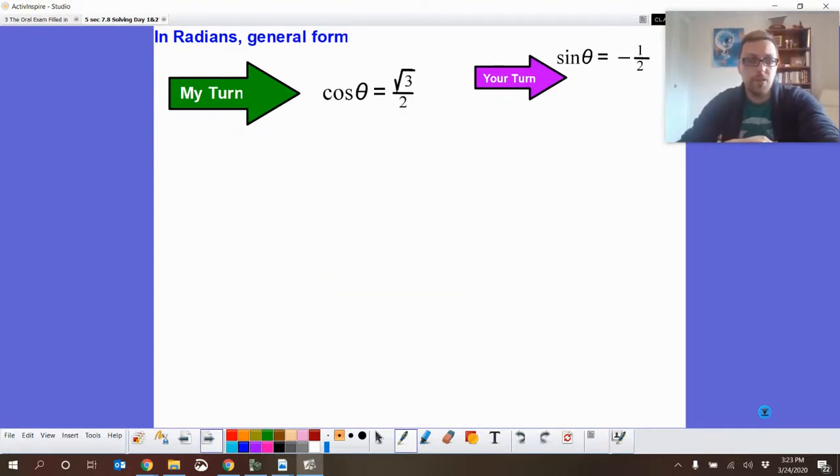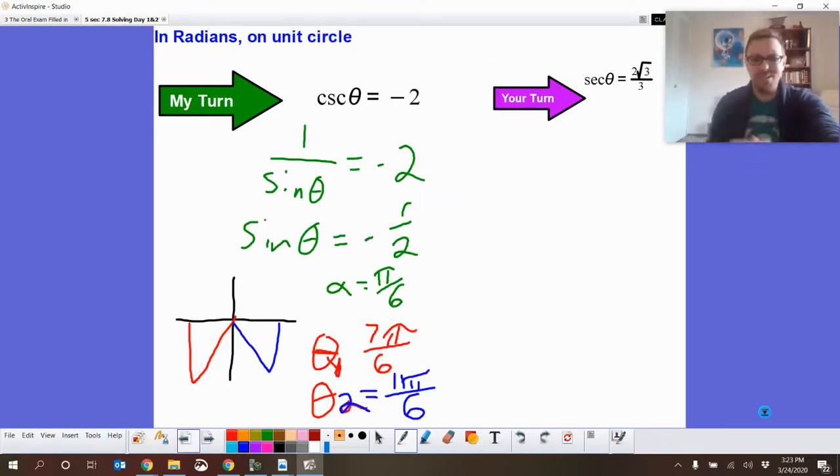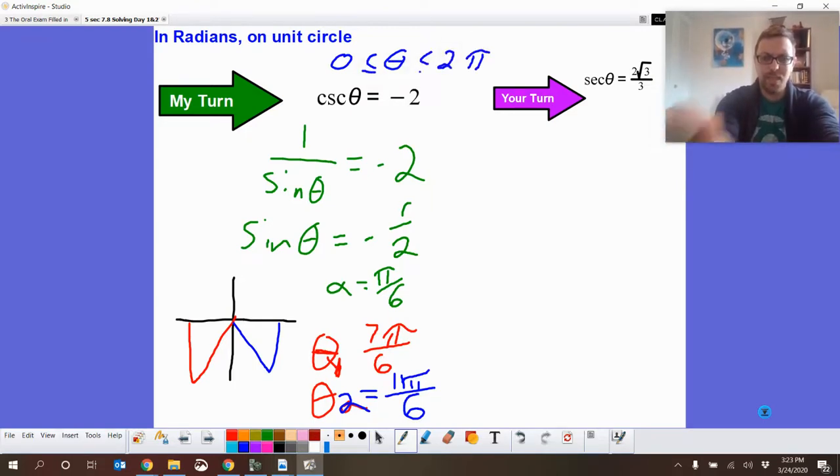Now we're going to do another one, but I'm going to change something. Notice up here I wrote in general form. One of the things I always said on the oral exam, and people are like, well, why are you even saying that, I would always say between 0 and 2 pi, something I kept saying over and over. Well, why did I say that?